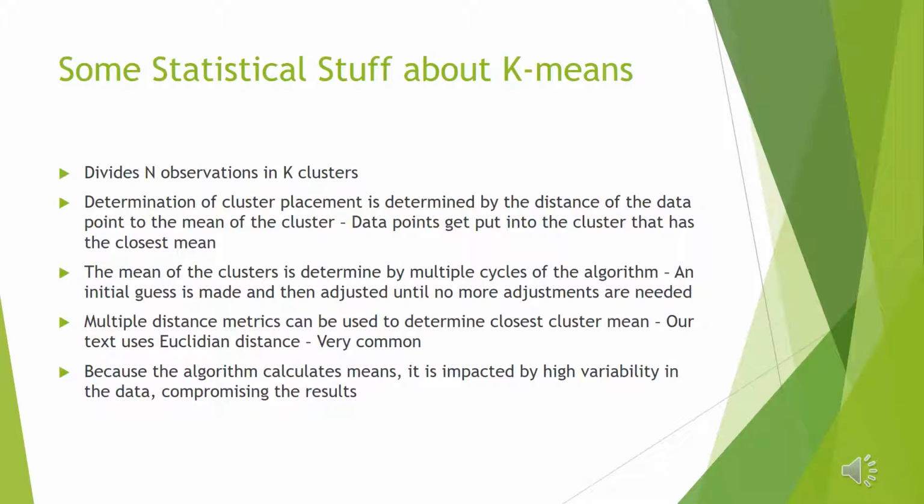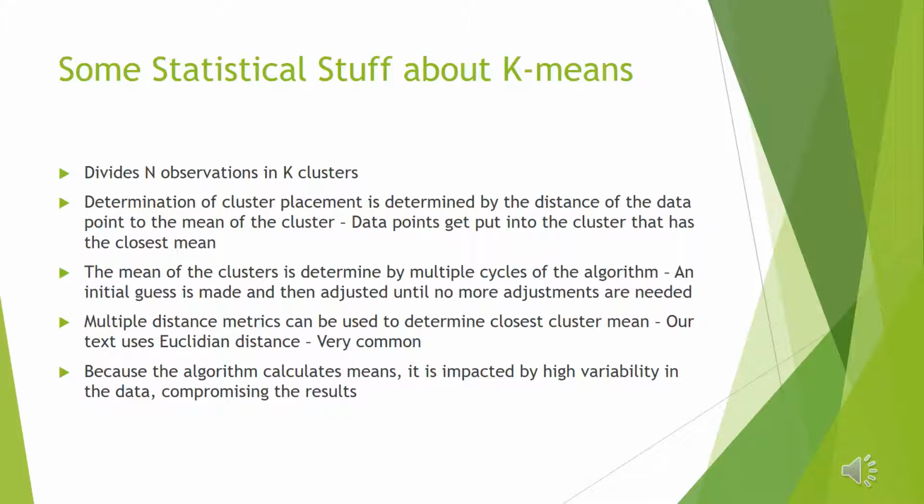Statistical or more statistical things that can be associated back with k-means clustering. You can look at it as an algorithm that divides n observations into k clusters. N observations are the number of records that you have. So whether your data set is 5,000 or 10,000, n would be 5,000 or 10,000 in those cases. Into k clusters, you determine what k is going to be.